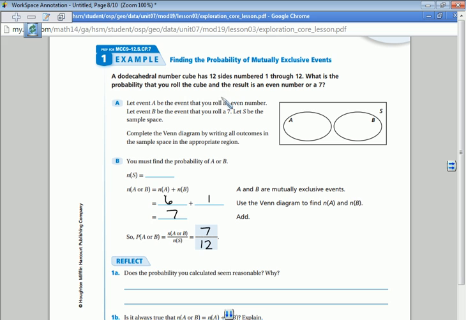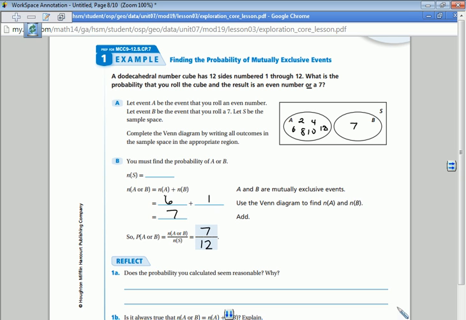So when we see this, what is the probability that we roll and the result is an even number or a 7? There is no overlap. Our even numbers are 2, 4, 6, 8, 10, and 12, and there's only one 7. So there is absolutely no overlap. They cannot happen at the same time.